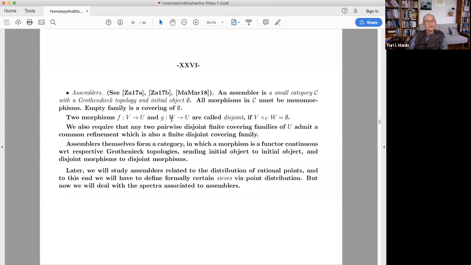And the empty family is a covering of the initial object. And two morphisms are called disjoint if their product is empty. We also require that if you have two pairwise disjoint finite covering families of U, then they should admit a common refinement, which is also a disjoint finite covering family. So assemblers themselves form a category.